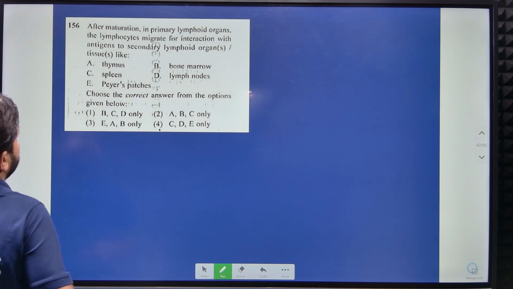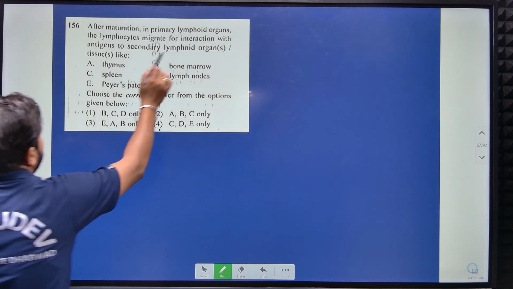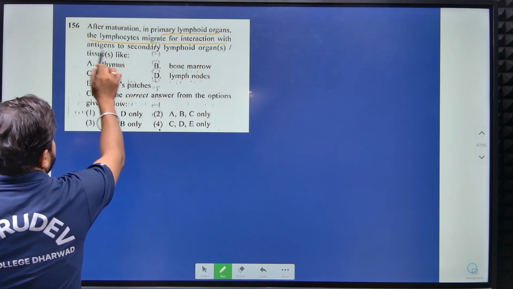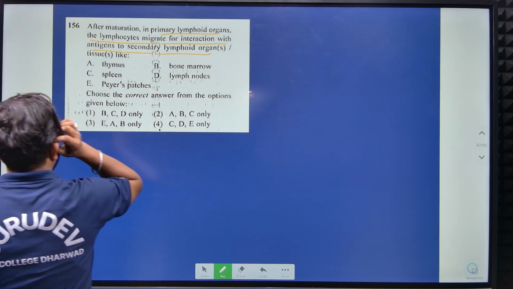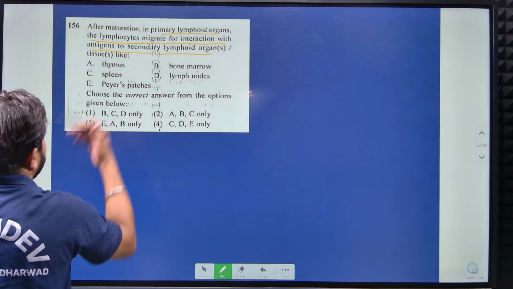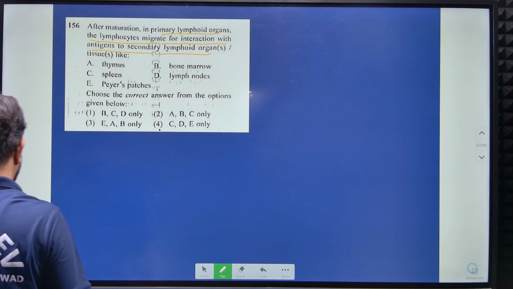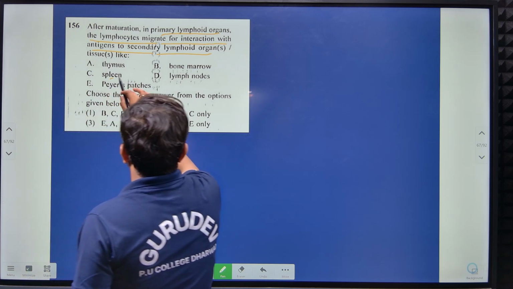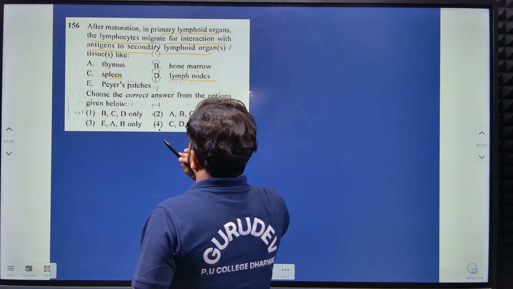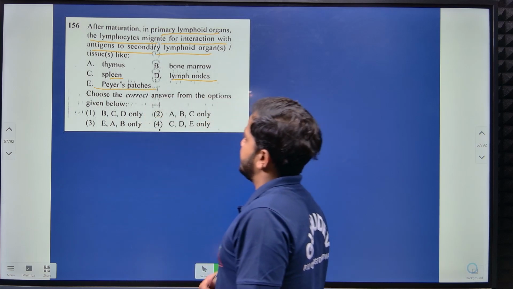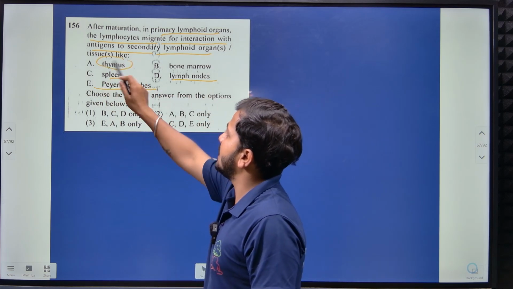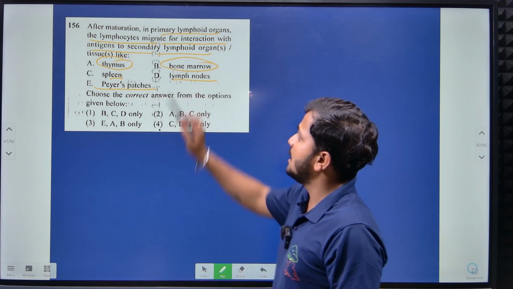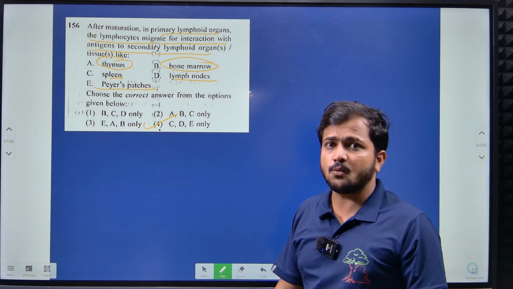Then moving on to the next, after maturation in the primary lymphoid organs, the lymphocytes migrate for interaction with antigen to secondary lymphoid organs or tissues, right? So if I consider where it can move, it can move to the spleen, the lymph node, and then Peyer's patches, because the primary lymphoid organs here are thymus and bone marrow, and these others are secondary lymphoid organs. According to that, option 4 is correct.